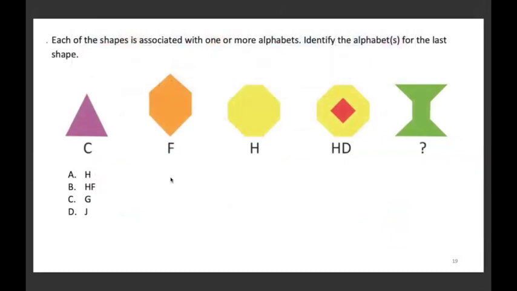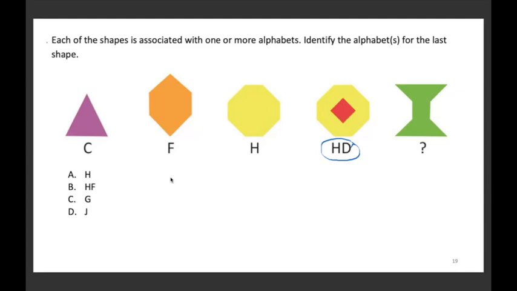Each of these shapes is associated with one or more alphabets. You have to identify the alphabet or alphabets for the last shape. Why is it written alphabets? Only one of the options is correct, but we can also have a combination of alphabets like this. Okay. A is H, B is HF, C is G, and D is J.